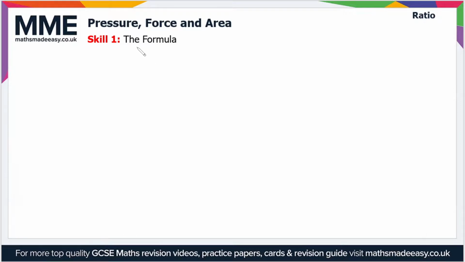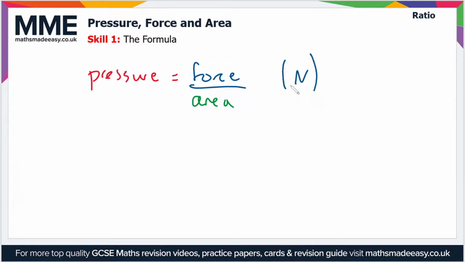So you may have some idea of what pressure is, but if you don't, pressure is a measure of the force exerted by an object on the area over which the force is being applied. So we measure force in newtons, and we commonly measure area in centimetres squared or metres squared.